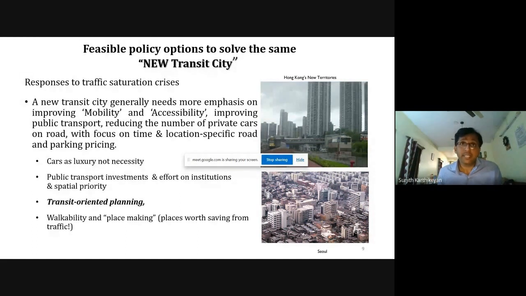Next, improving the transport facilities, like public transport, improving the seats and all those aspects related to public transport, and providing facilities for walking. There should be a separate lane for walking, a separate lane for cycling. All those things need to be done. So this is a transit-oriented city.